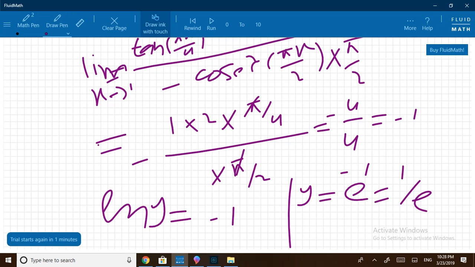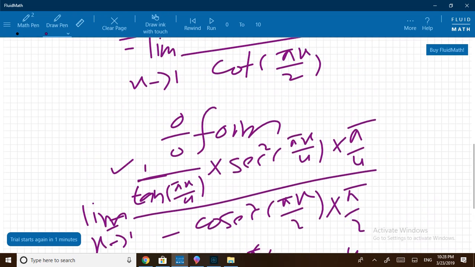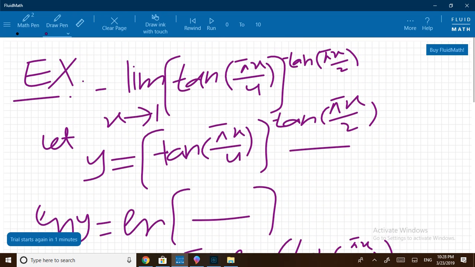And of course, this is the limit of y as x approaches to 1. This is the solution of this question, but before clearing it, let's take a little look at this question.